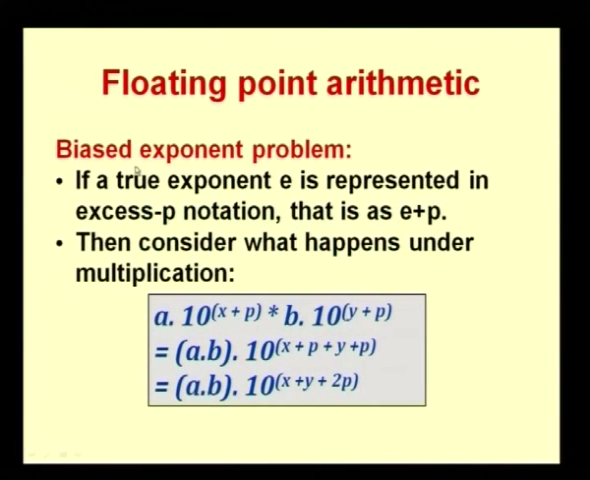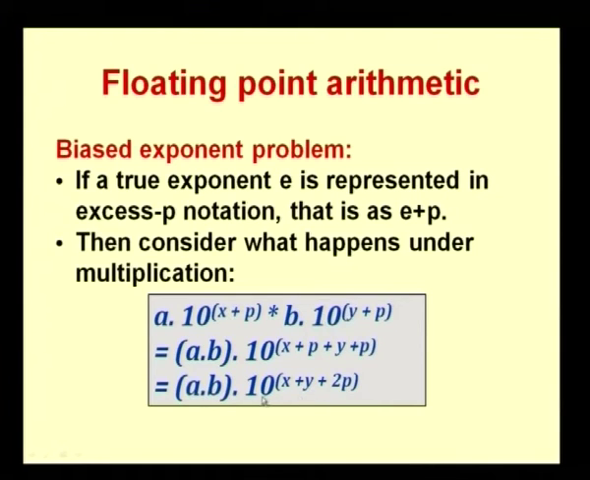Now, the only problem we have to look at is that in floating point arithmetic in IEEE representation, we are using this concept of a biased exponent. So, when we use a biased exponent, let us look at what happens when you do this multiplication. You have some a into 10 to the power of x plus p, because x would actually have been represented as x plus p, and b into 10 to the power of y plus p, because this again is an excess representation. When I multiply these two, I will multiply the two mantissas a and b, but look at what is happening to the exponent. When I add these two exponents, I will get x plus p plus y plus p, which will actually be x plus y plus 2p.